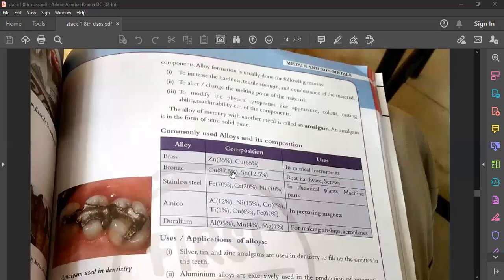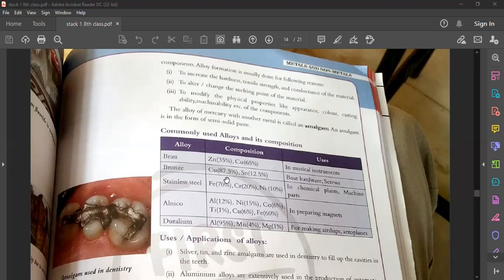Okay, now this tabular column is there, right? It is very important. There is a chance of getting at least one question on alloys. So apart from this also, you should find out at least 10 common alloys. That is your homework today. Sir, I have them in my book.